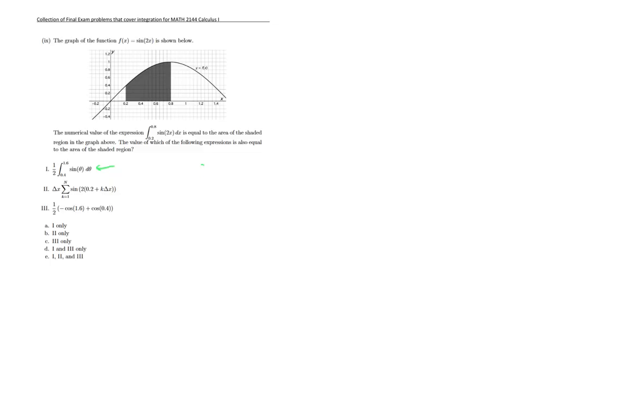Let's think about this. Integral from 0.2 to 0.8 of sine of 2x dx. If I let theta equal 2x, then d theta is 2 dx. So in order to get that 2 dx to show up, I need a 1/2 on the outside and a 2 on the inside.